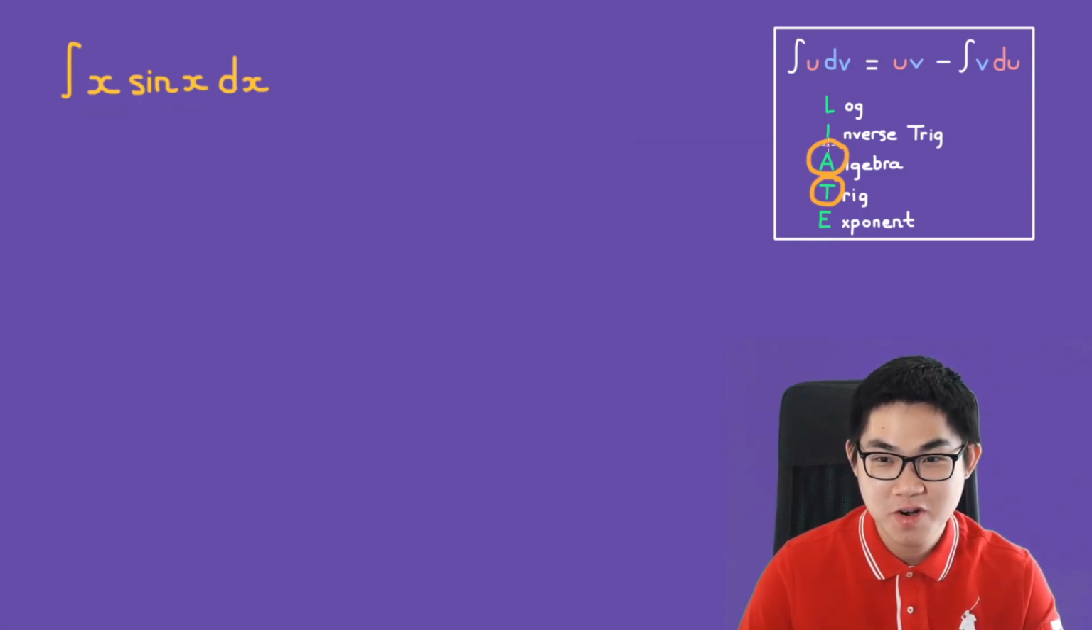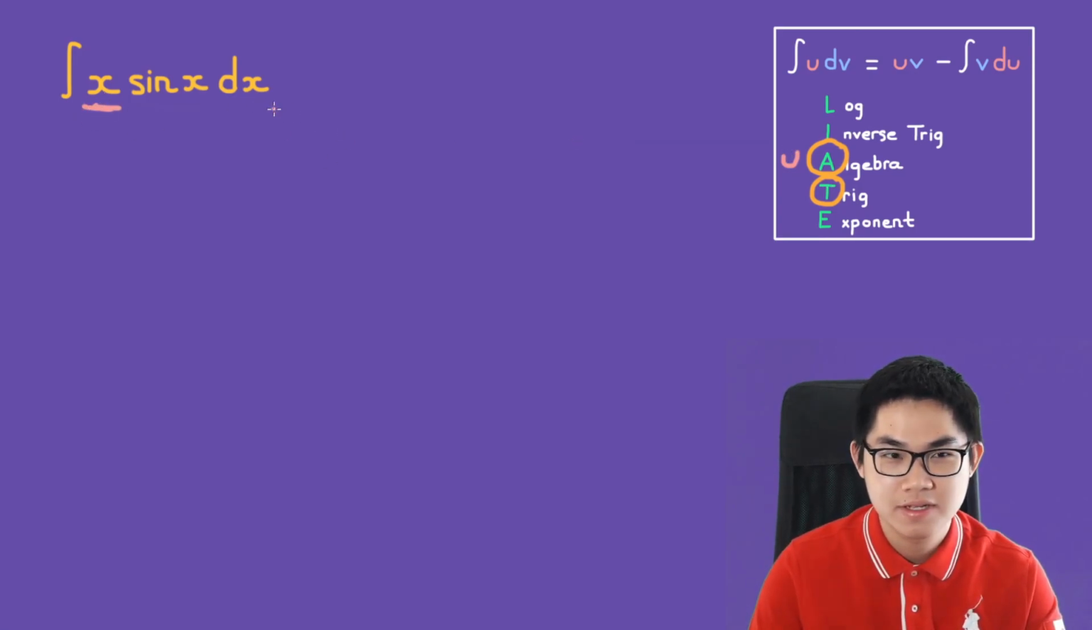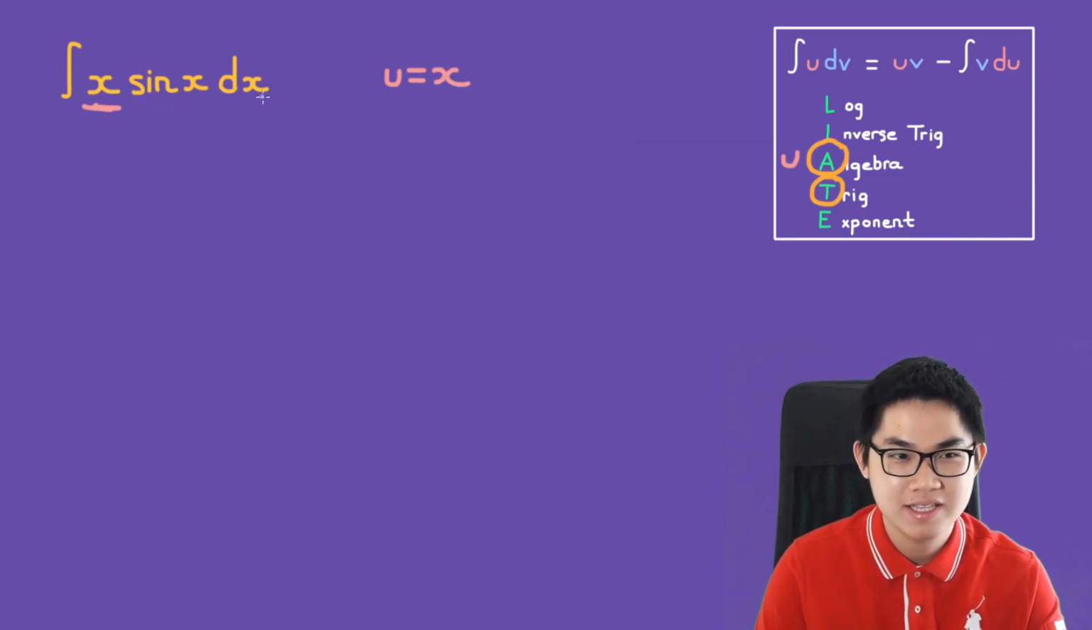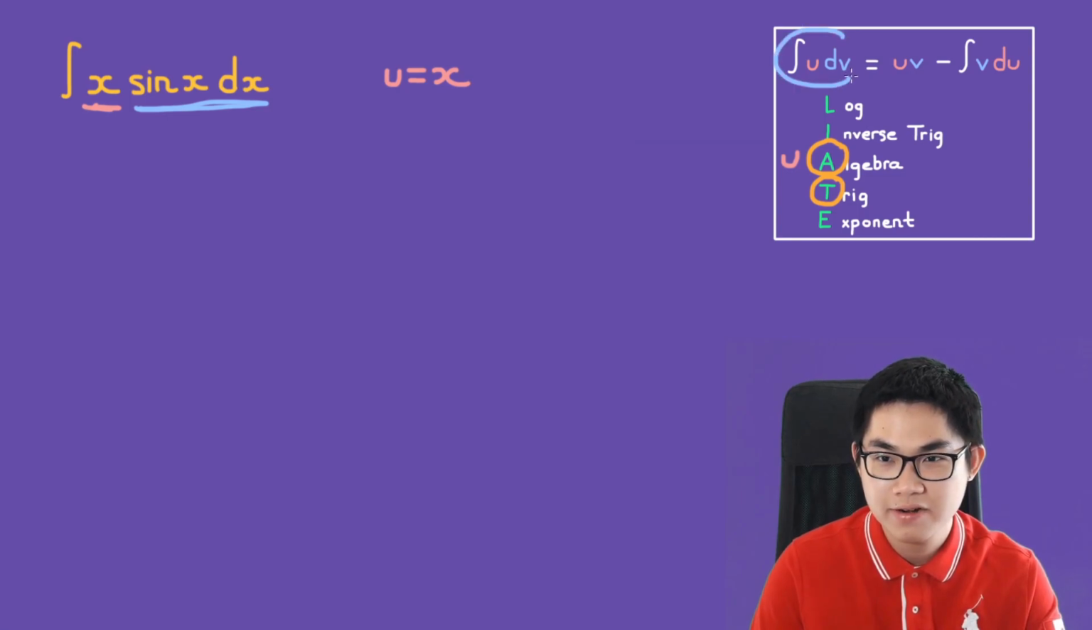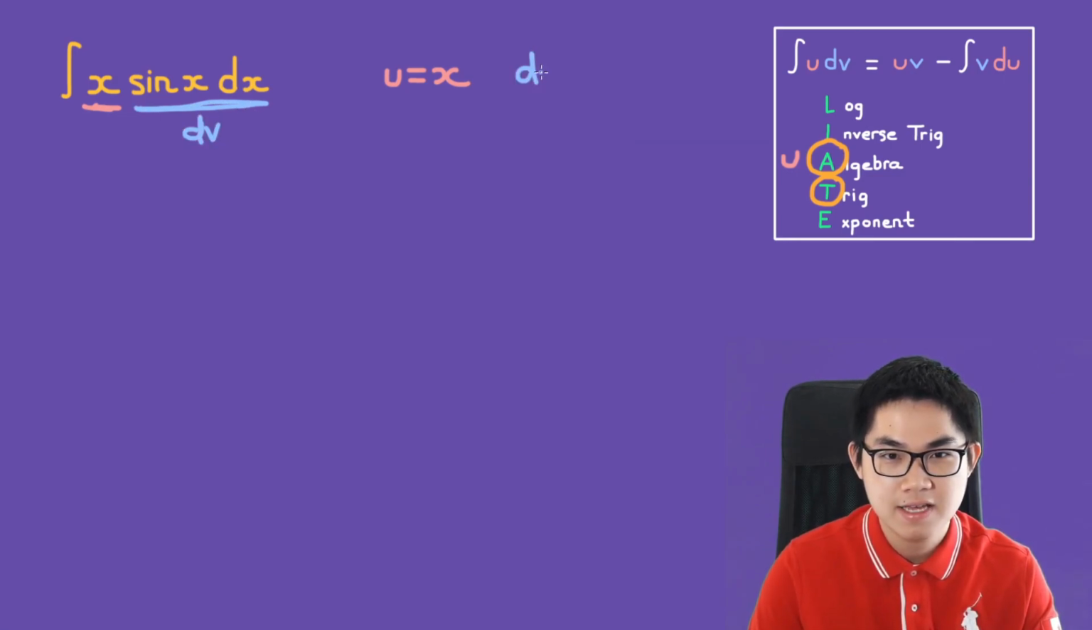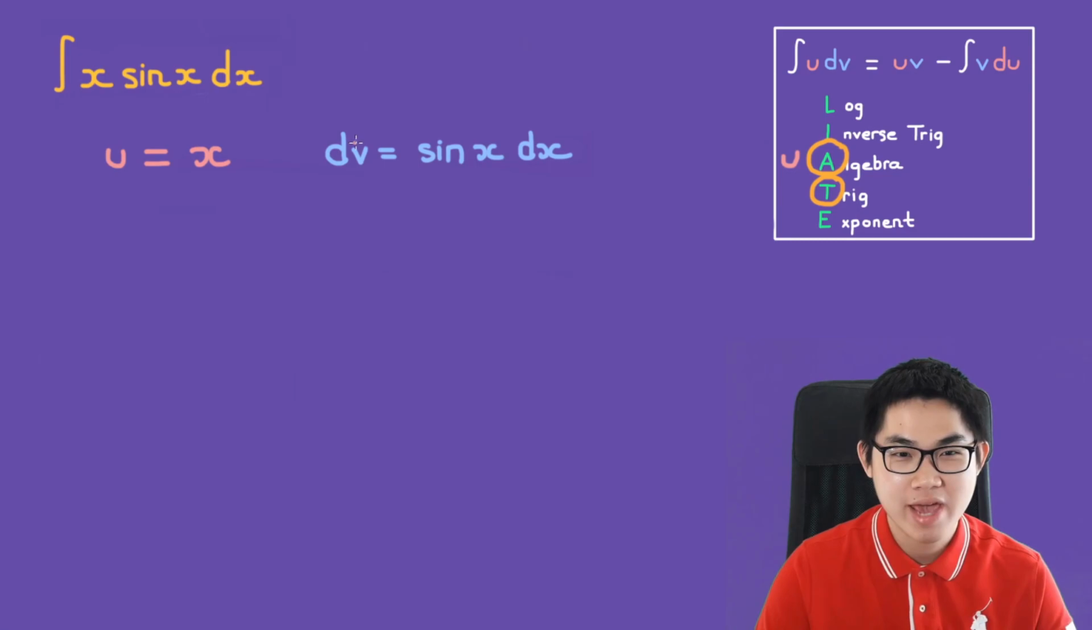So the first circle will be a u, and the second one will be the v, right? So the u will be this part. So u is equal to x. And how about this part? Well, this part here, if you look at our formula here, you can see that we have the dv. So the rest of this, all of this will be dv. We have dv equals sine of x dx. So we have the u and we have the dv.